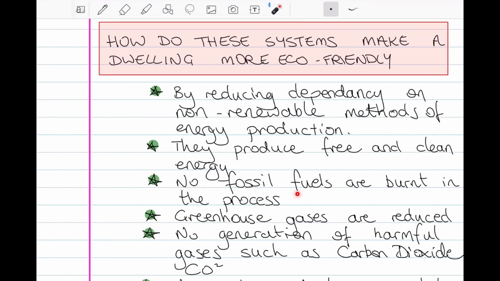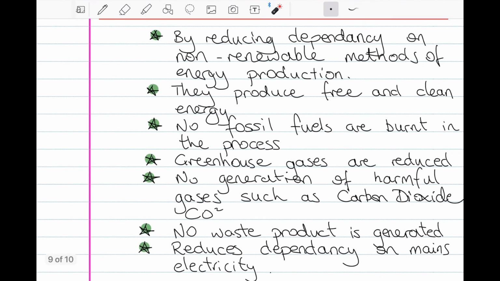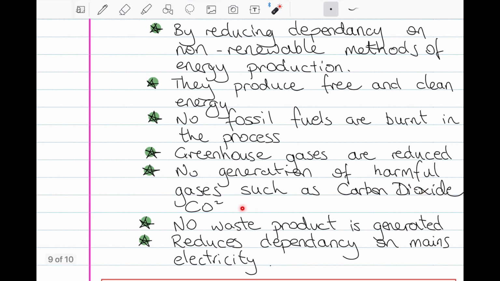Now, because of this, no fossil fuels are burnt in the process, so they're not generating these fossil fuels. As a result of that, greenhouse gases are reduced. No generation of harmful gases, such as carbon dioxide, because again, no fossil fuels, no greenhouse gases, no carbon dioxide created. No waste product at all actually is generated. In fact, its waste ends up being electricity.